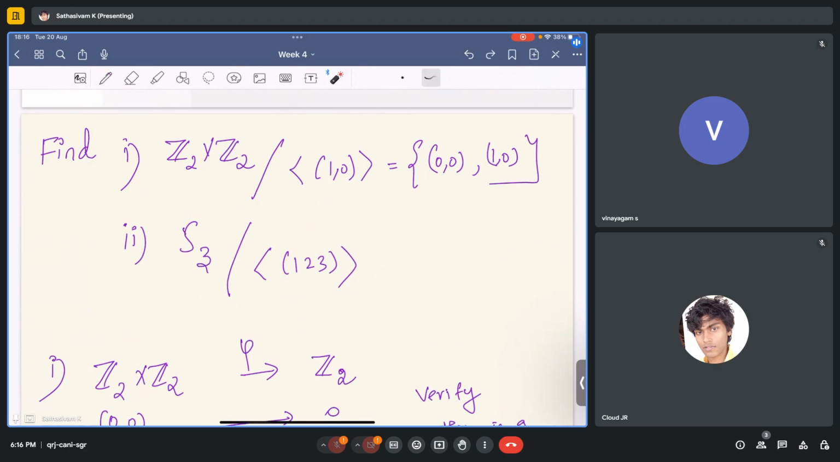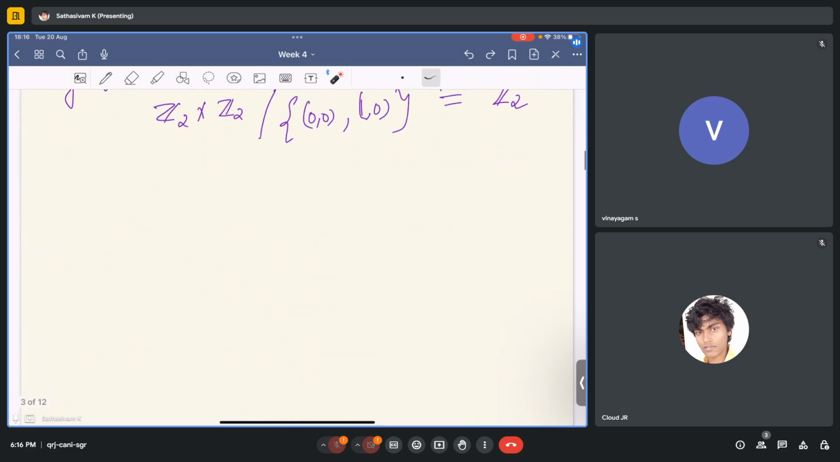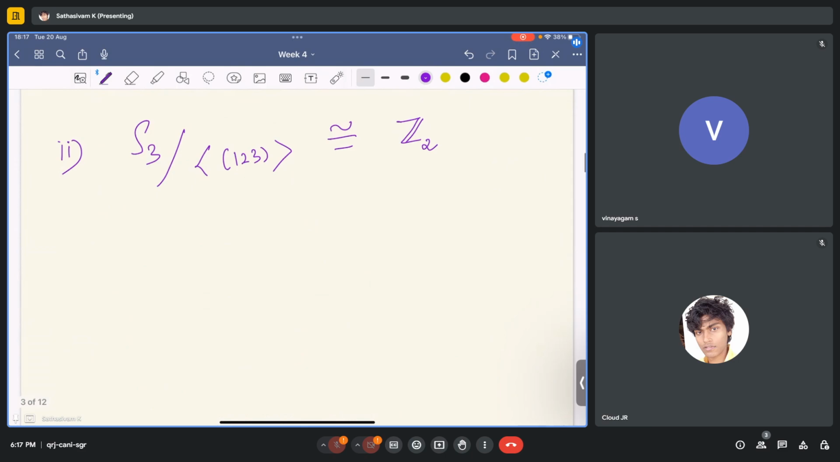So here we have the symmetric group on 3 letters, S3, and we have a subgroup generated by the 3-cycle (1 2 3). We want to see what this group is. So you have S3 mod the subgroup generated by (1 2 3). What we are claiming is this is actually isomorphic to Z2. Let's try to prove it. Let's first find out what this subgroup is.